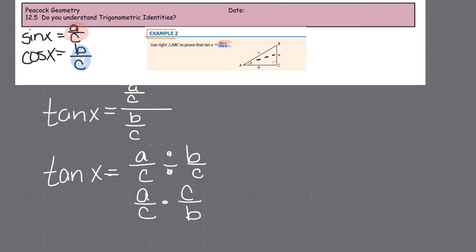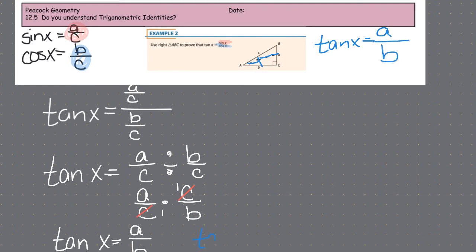Oh, look what fun thing happens right here. My c's cancel out. So the tangent of x is really equal to, these cancel to 1, a over b. Now, let's look at if we were to take the tangent of this value x right up here. So if I were to take the tangent of x, remember, tangent of x is taking oats away, the opposite, a over the adjacent, which is b.